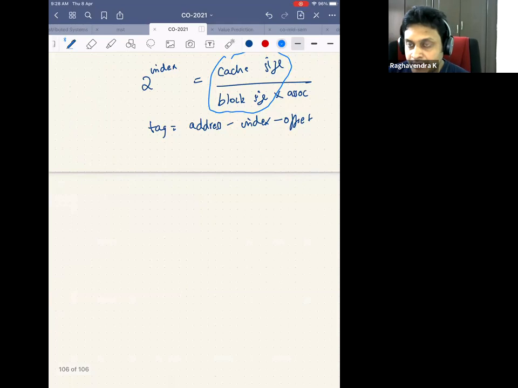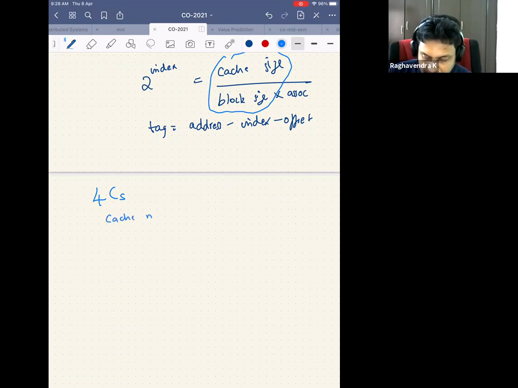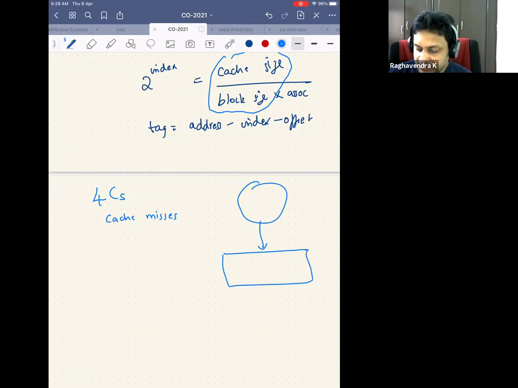The other topic that we wanted to discuss today is that there are 4 important C's in computer architecture. So what are these C's? These C's represent cache misses. So now I have a CPU. It is generating addresses. I will not write the tag and data as separate. Let's assume that there is a tag along with it, and this is the main memory.